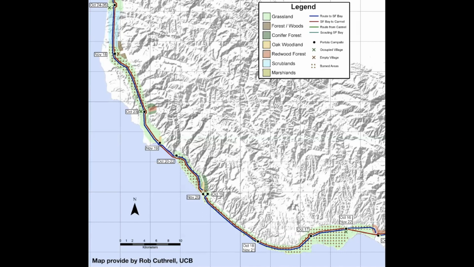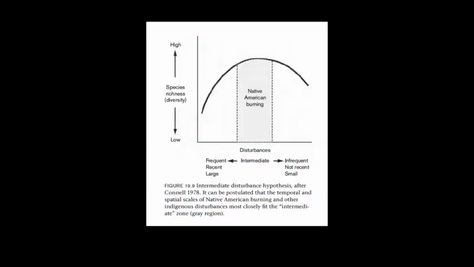And they did this because they knew that disturbance increased richness. And so what this graph shows is in ecology, there's what's known as the intermediate disturbance hypothesis, which says basically that intermediate disturbance promotes the highest amount of species richness on the landscape. And this is likely what Native American burning was doing here on the Central Coast.